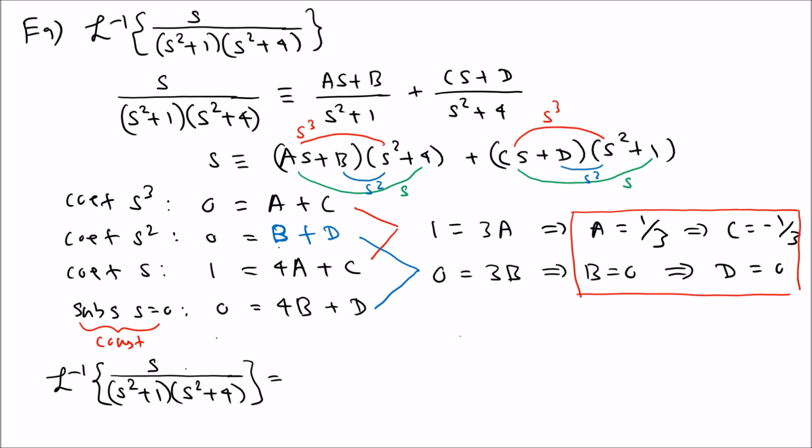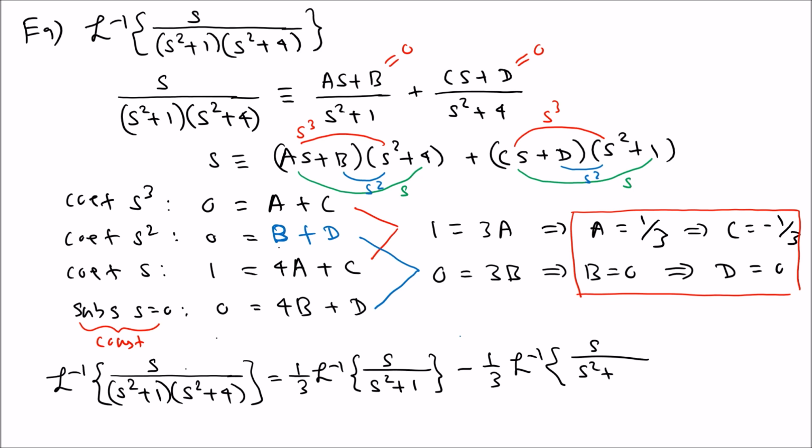We see that the b and d are 0. So those two terms are going to go away. This is 0 and that is 0. So we have only a and c. So a is 1/3, c is negative 1/3. So if you write the answer, a is 1/3 L inverse of s over s squared plus 1. The other one is negative 1/3 times s over s squared plus 4.